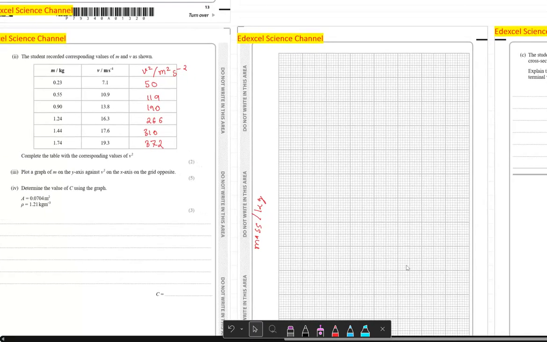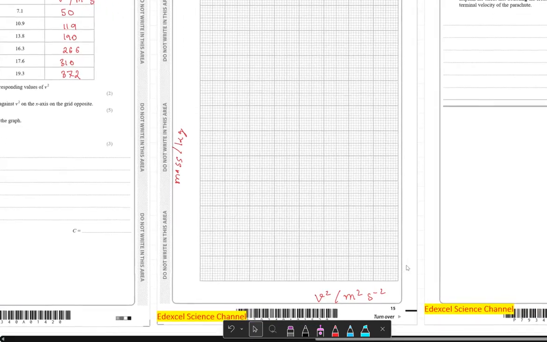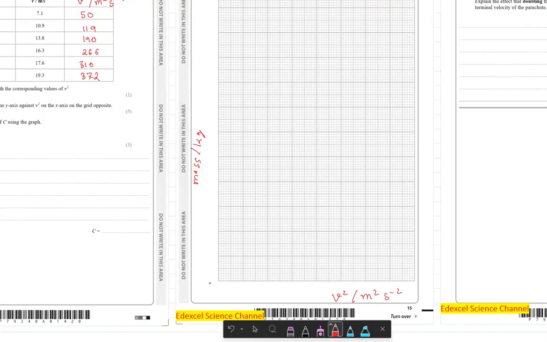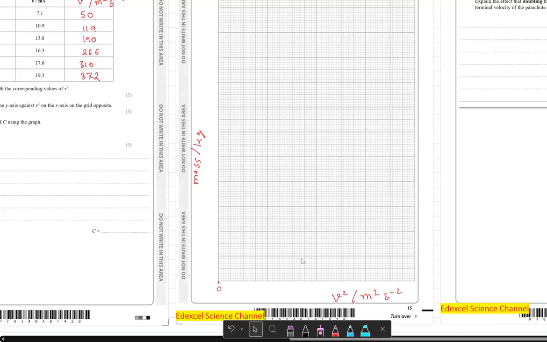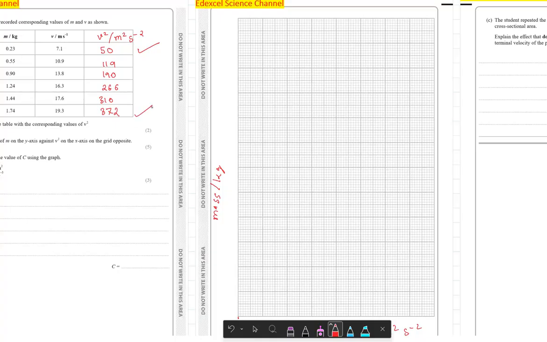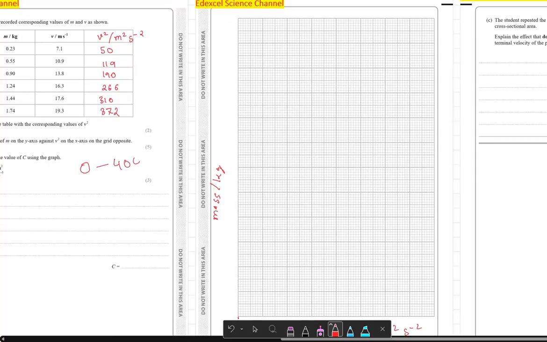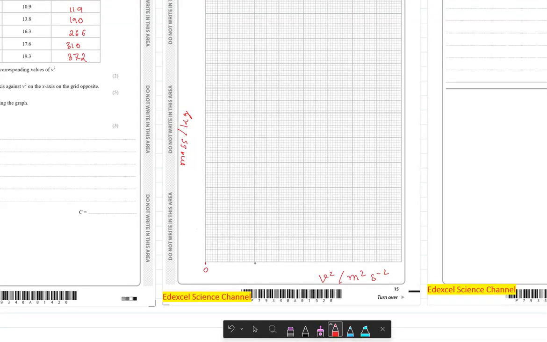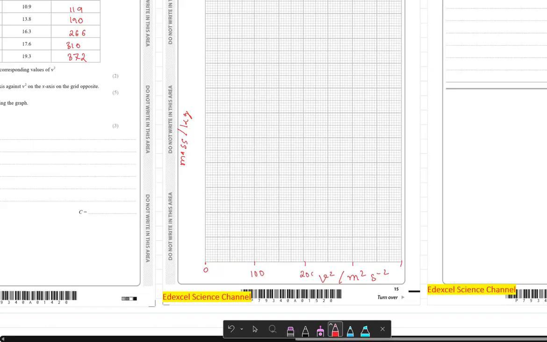Now, let's start with the x-axis because those are much easier, I believe. I'm going to start from 0, and my minimum value is 50 and my maximum value is 372. So I need a range from 0 to 400 basically on my x-axis. Let's try to fit that in. So I'll take 4, 4, 4, and 4. Fine. So I am taking 4 small squares as 100. So this is going to be 200, 300, and this is 400.